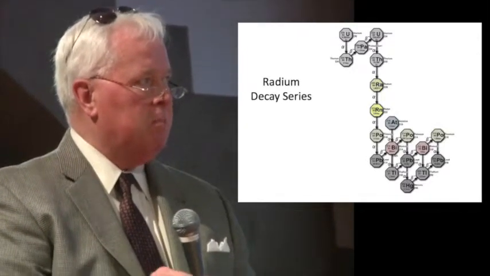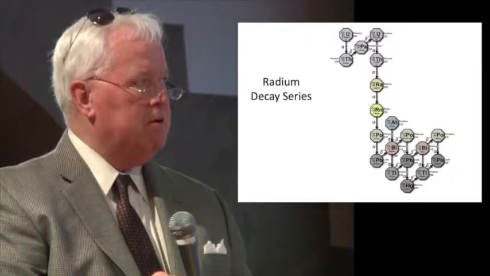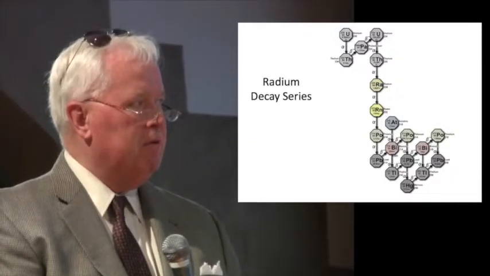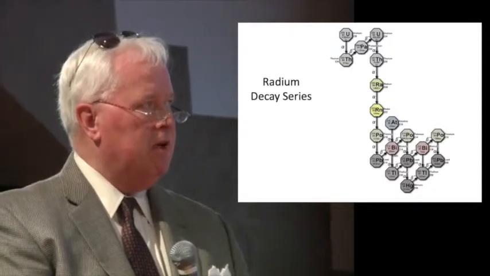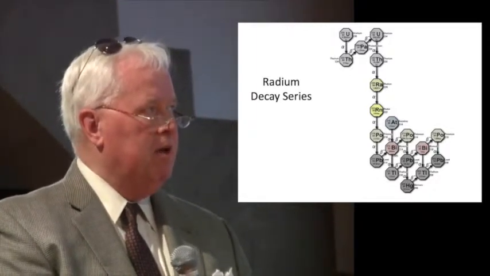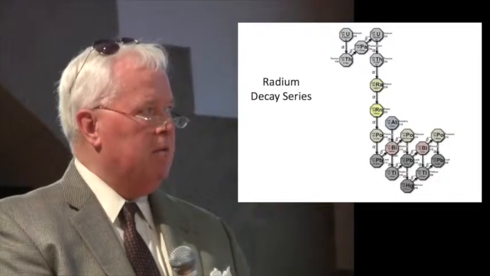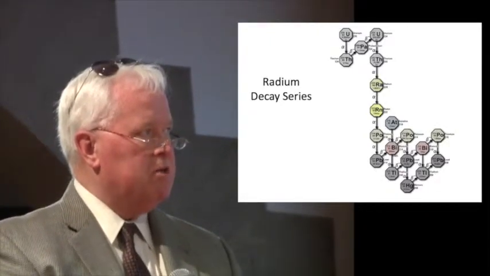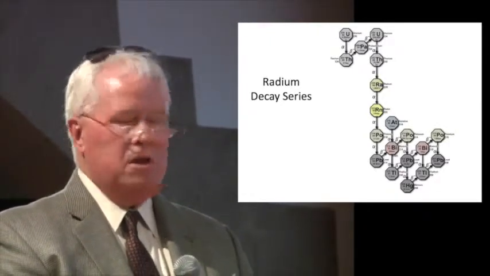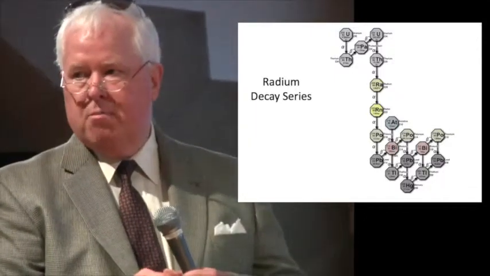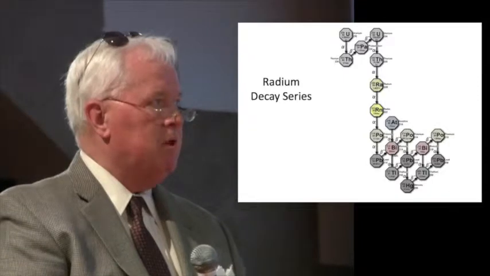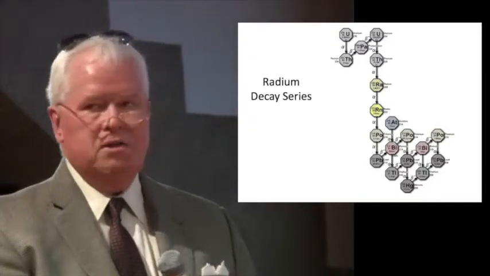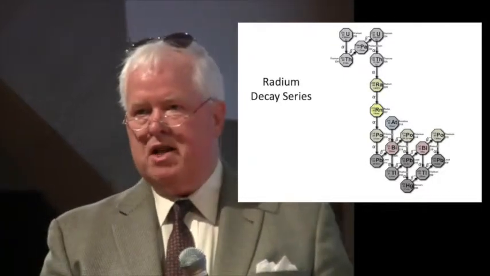The two important ones are lead-210, which has a fairly long half-life, 20-some years, and polonium-210, which has a 138-day half-life, I believe. And these two elements, the rest of these have much shorter half-lives until you get here, which is lead-206, which is a stable isotope, it doesn't decay. These two elements, if they're in your lungs, are in your lungs in the form of solid particles.